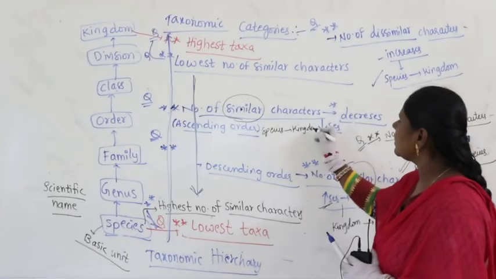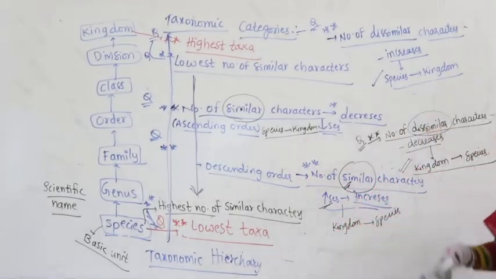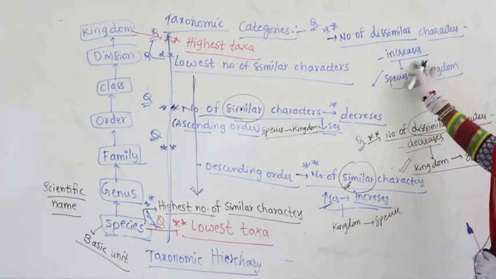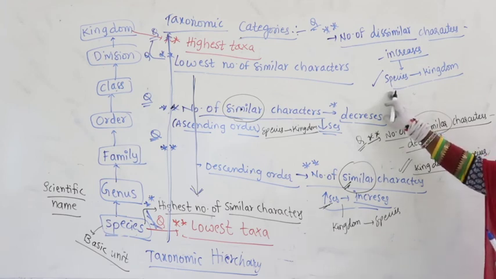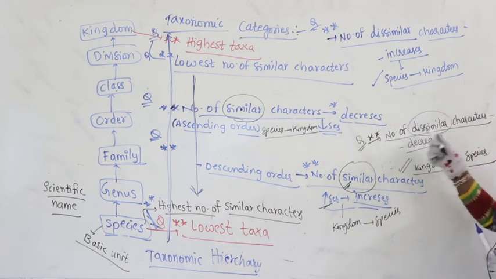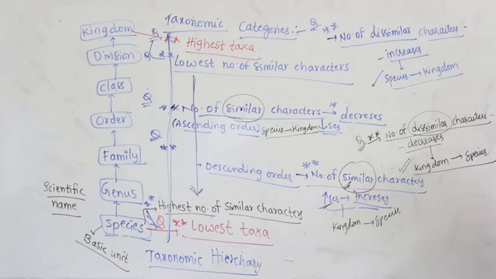from species to kingdom. Similarly, number of dissimilar characters increases meaning species to kingdom, ascending order. Number of dissimilar characters decreases meaning we are moving in descending order, that is from kingdom to species.